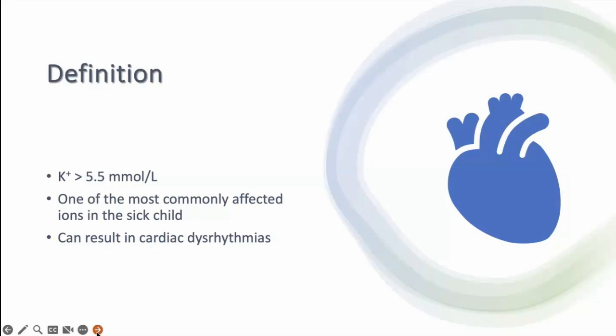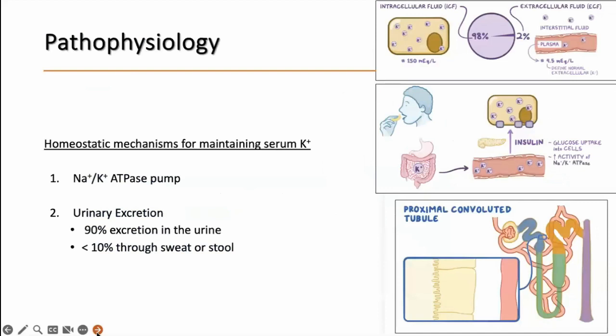You can go next. Okay, so just looking into the pathophysiology so we can understand how hyperkalemia occurs. We have two homeostatic mechanisms for maintaining serum potassium. Important just to remember that potassium is the primary intracellular cation. So more than 95% of your total body potassium is actually found in the intracellular space, and it's primarily in muscle. So the serum that we are actually measuring is only about 5%.